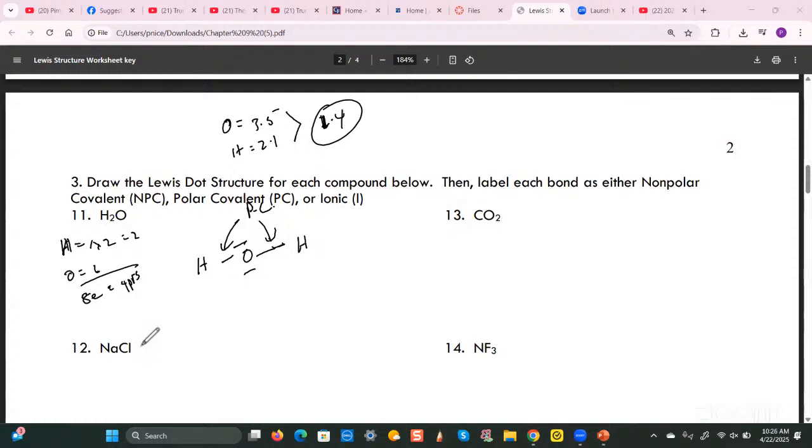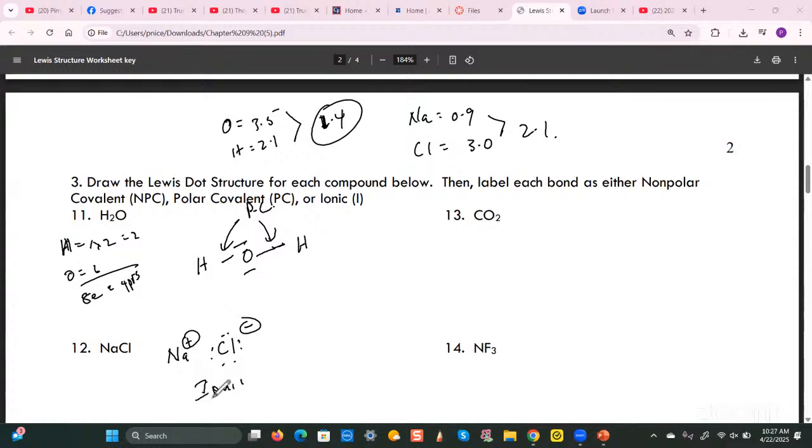In the case of sodium chloride, basically sodium chloride will have an ionic bond because it consists of ions, Na+ and Cl-. This will be the Lewis symbols, right? And if you look at the values, what's the value for sodium? 0.9, and the value for chlorine is what? 3.0. So the difference between those two will give you 2.1, which would be obviously greater than 1.8. So therefore, this would be ionic.